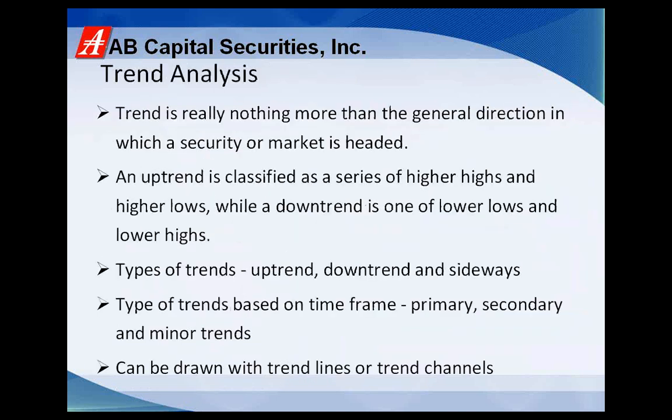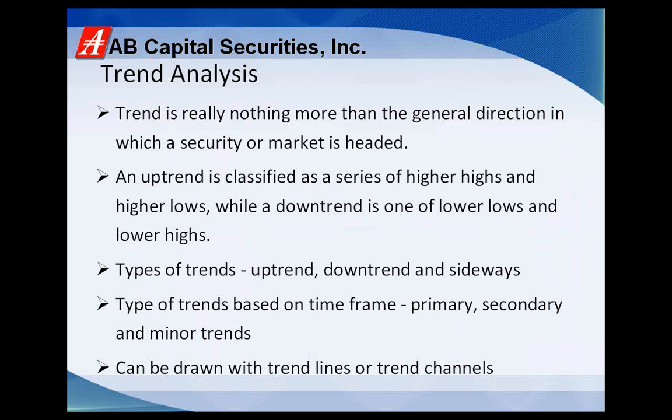Okay, so those are the types of charts. Now we go to the analysis proper. The most important part of analyzing a chart of a stock is, of course, to determine the trend. The trend is basically just the general direction of a stock, whether it's going up or down. An uptrend is a series of higher highs, while a downtrend is one which is comprised of lower lows. So the types of trends are uptrend, downtrend, or a sideways trending market or stock.